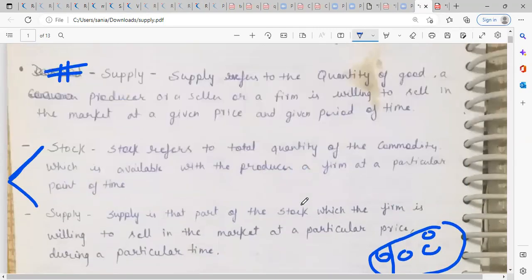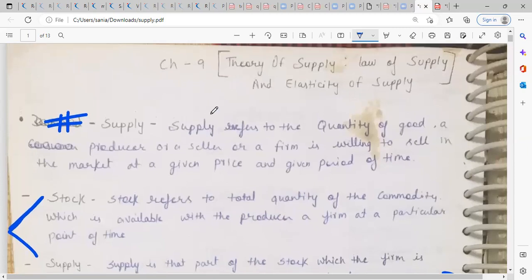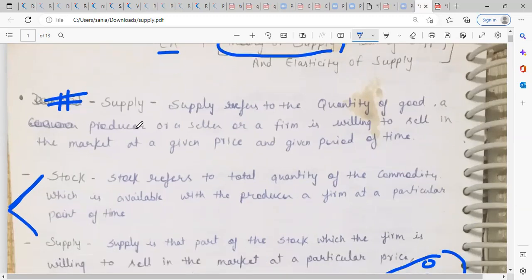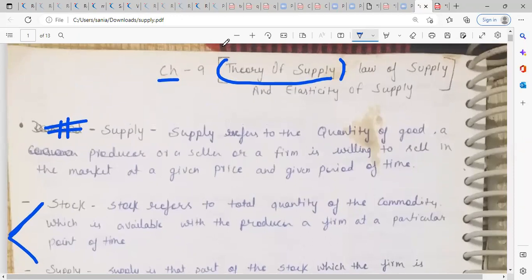Clear? Okay, ma'am. First of all, you will put chapter: theory of supply. Okay. And then this. Do it and write it down. When you are writing it, just read it loud, because in case you are not getting any line or you have any confusion, you can ask me then and there.